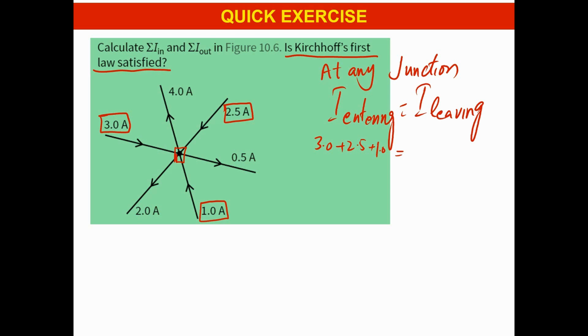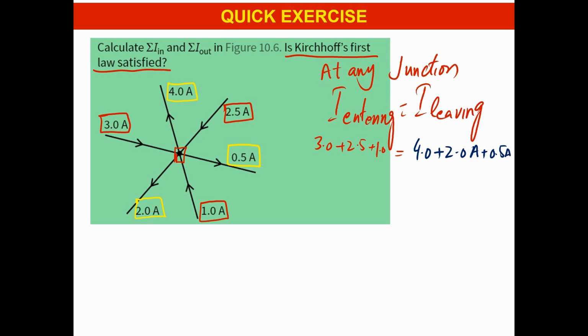On the other hand, we need to understand I leaving. So this is I leaving. We can say it is leaving this junction, and you can see this is also I leaving. And if we look at this one, this is also I leaving because it is coming out of the junction, meaning flowing out of the junction. So now we can write down here 4.0 amps leaving, 2.0 amps leaving, and also 0.5 amps leaving.